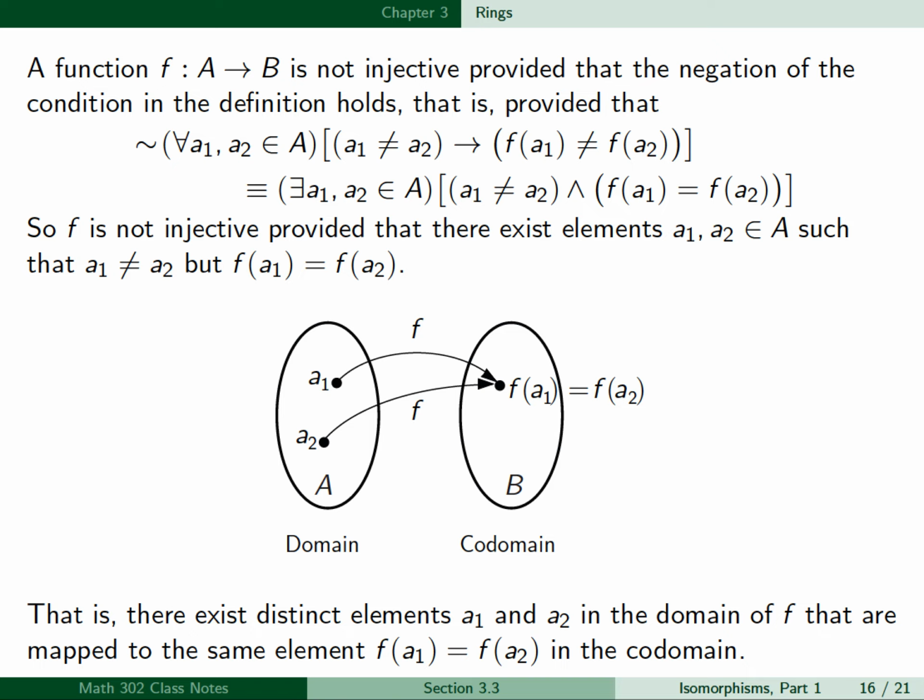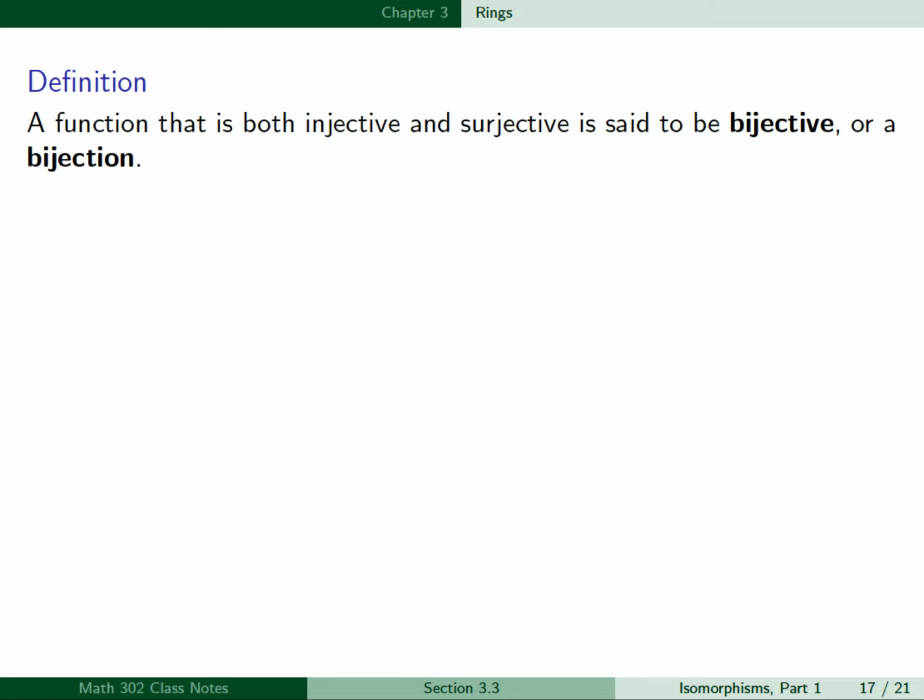That is, there exist distinct elements a1 and a2 in the domain of f that are mapped to the same element, f(a1) = f(a2), in the codomain. And for our final definition of functions, a function that is both injective and surjective is said to be bijective, or a bijection. A bijection is also called a one-to-one correspondence.